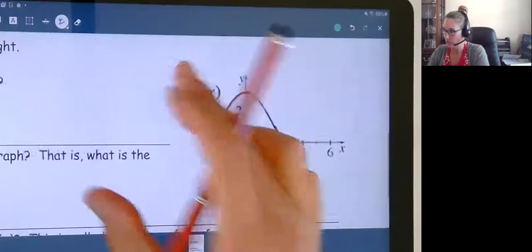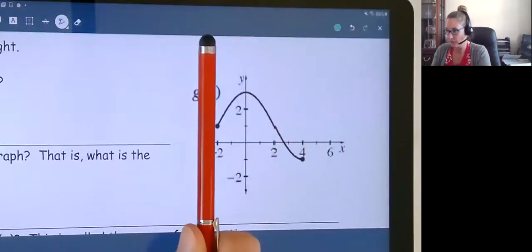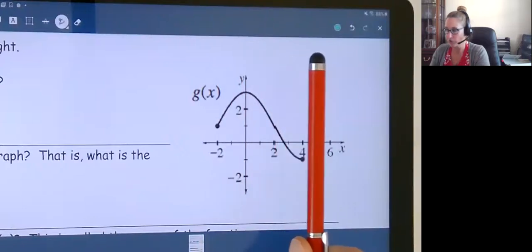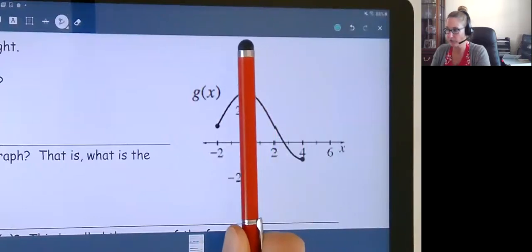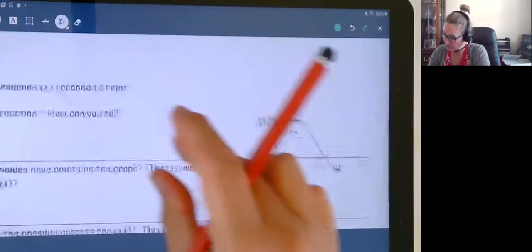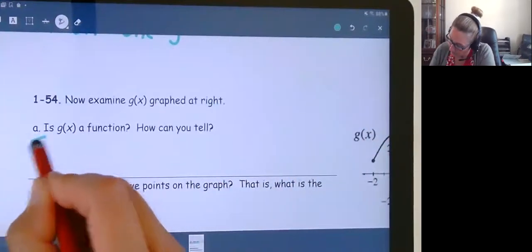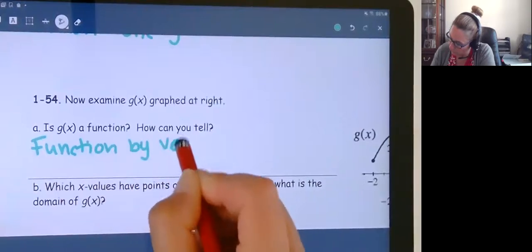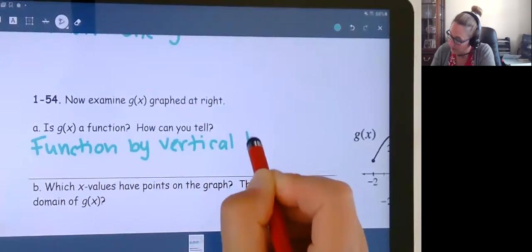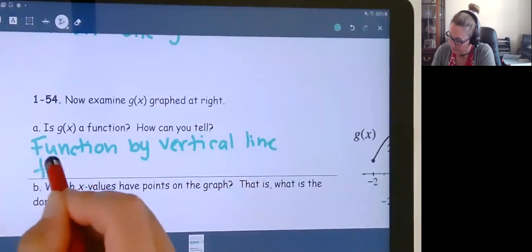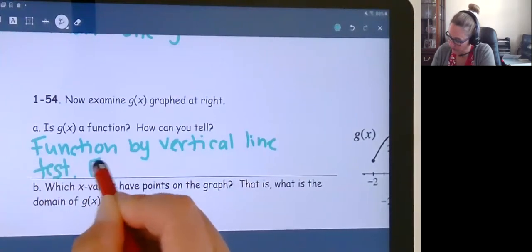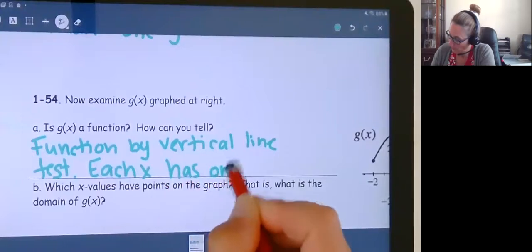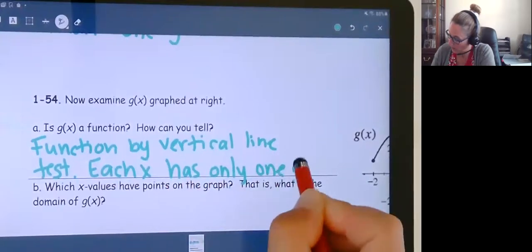As I come over here, if I'm taking a vertical line, pretend this is my vertical line, as it's going across, you'll notice that everywhere as it's moving, it's only going to cross one spot. So this is a function, I'm going to say by vertical line test.